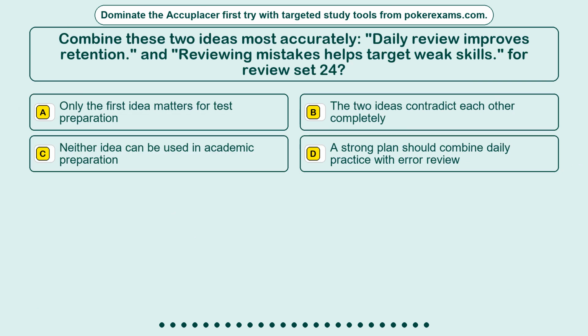Question 17. Combine these two ideas most accurately. Daily review improves retention, and reviewing mistakes helps target weak skills. For review set 24. Option A. Only the first idea matters for test preparation. Option B. The two ideas contradict each other completely. Option C. Neither idea can be used in academic preparation. Option D. A strong plan should combine daily practice with error review.